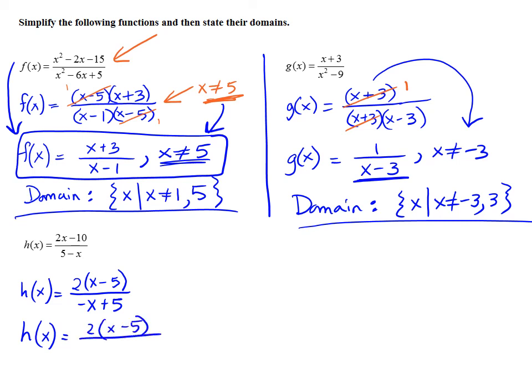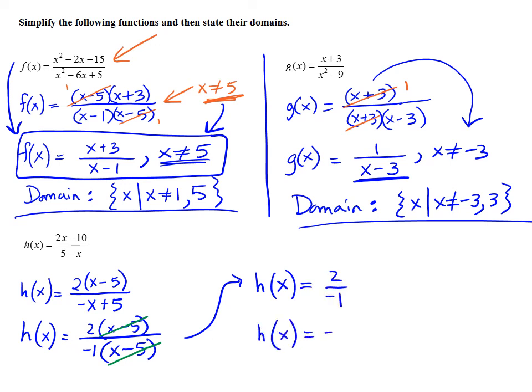let me write this down. So my numerator stays the same, but if I factor the negative 1 from the denominator, I'm going to get x left because negative x divided by negative 1 is positive x, and then 5 divided by negative 1 is minus 5. And what we see here is there really was a hidden common factor, that x minus 5 was common to both the numerator and denominator. And so we end up in the end with h of x equal to 2 over negative 1, which is just the same thing as saying negative 2.